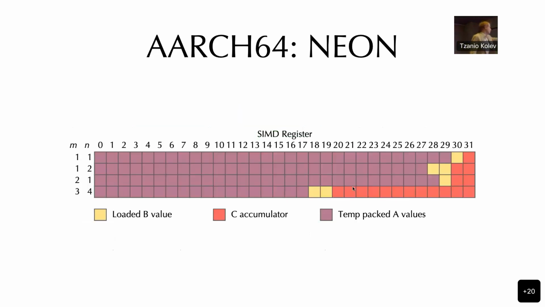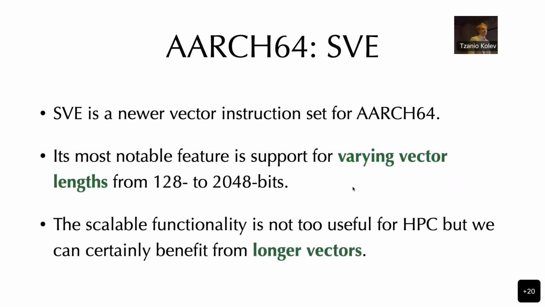Thus, we get the following register map, where again, our temporary values, that's our cache, they're all packed, so we can store a huge number of temporaries, and then we just have our loaded B values and C accumulators. So, very nice. Now, on to something that is not so nice.